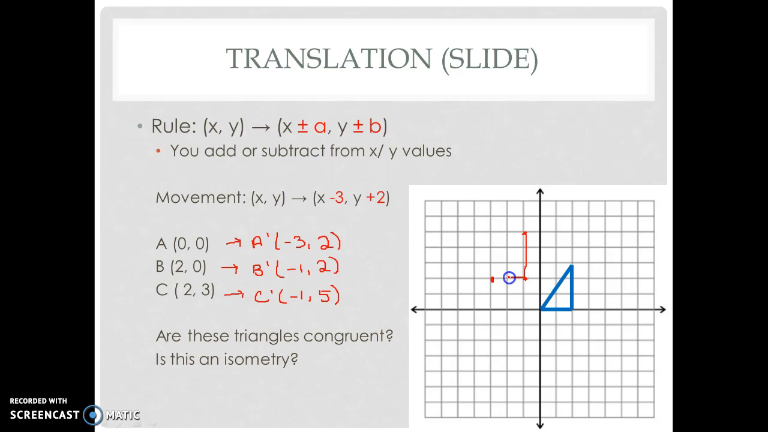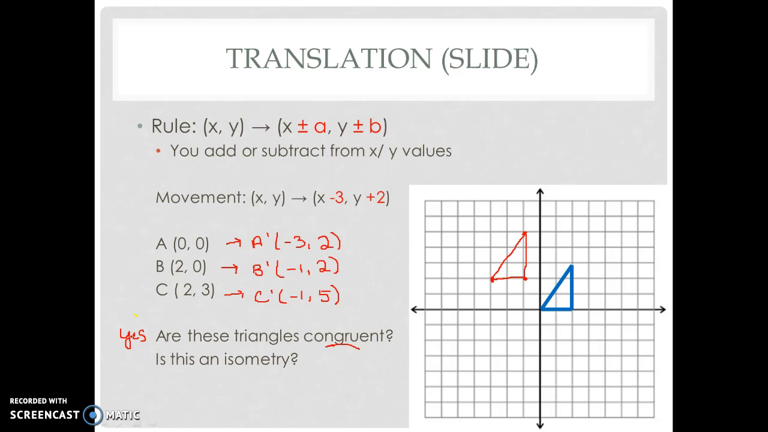So if you look at this image, it looks like our original triangle, which is in blue, slid to the left and then up. And in fact, it went to the left 3 and up 2. Question is, are these triangles congruent? The answer is absolutely. This was a slide. We didn't change the size. The only thing we did was move the triangle to the left and up.